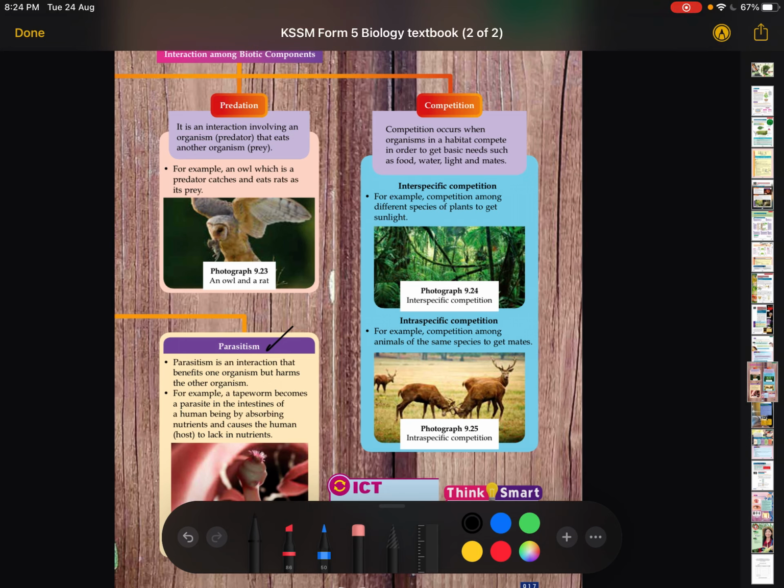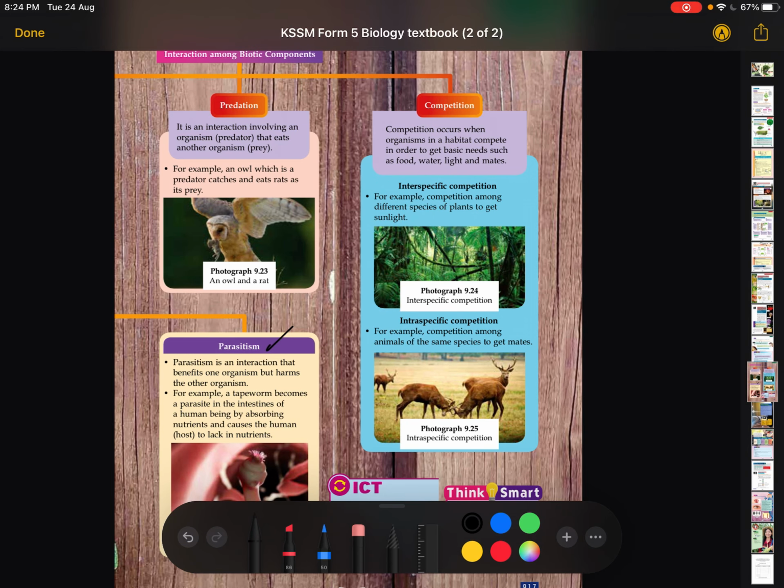So predation. Predation is when an organism eats another organism, like an owl eating a rat, or an eagle eating a bunny, a rabbit. And then competition is when organisms compete to get basic needs. So there are two: interspecific and intraspecific. Interspecific is between species, and intraspecific is between animals of the same species.